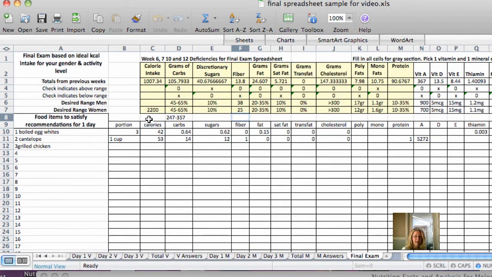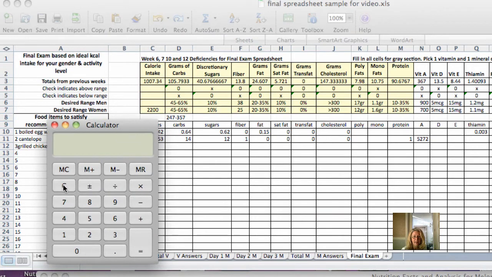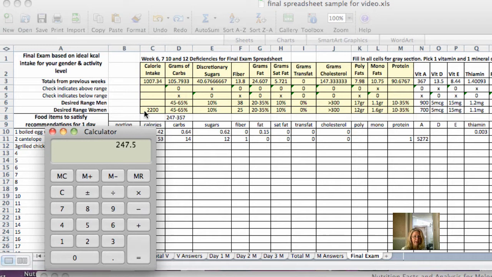And so if my recommended calorie intake is 2200, then I'm going to take 2200 and multiply it by the low percent, 45%, and I'm going to get 990, and I'm going to then try to find the grams by dividing it by 4, and now I see my low range for a 2200 calorie diet.